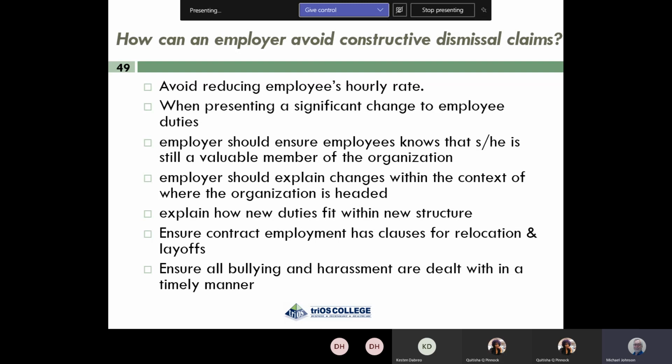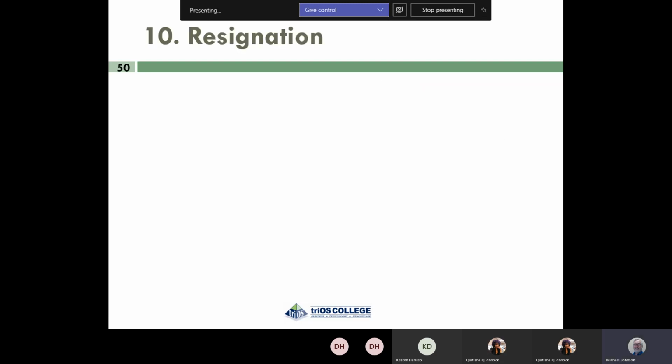Ensure that all bullying and harassment are dealt with in a very timely manner. Now, keep in mind, you just cannot wait. This is not something where I wait a week. This is something where I call you into the office immediately and we have a talk. We cannot allow it to propagate, because the longer it takes, the more it begins to influence others within the department or the company. So these things must be dealt with immediately.